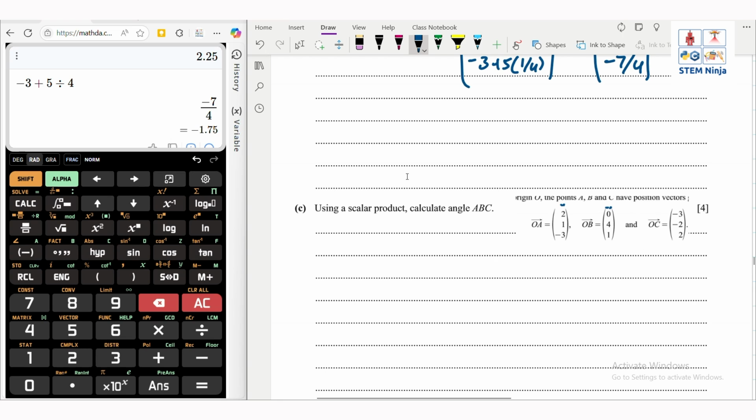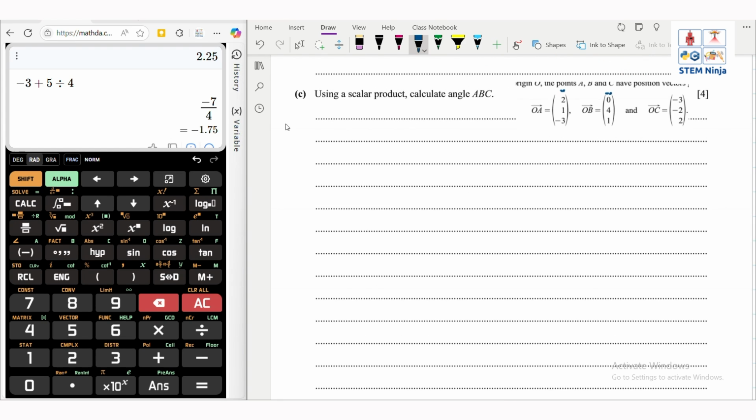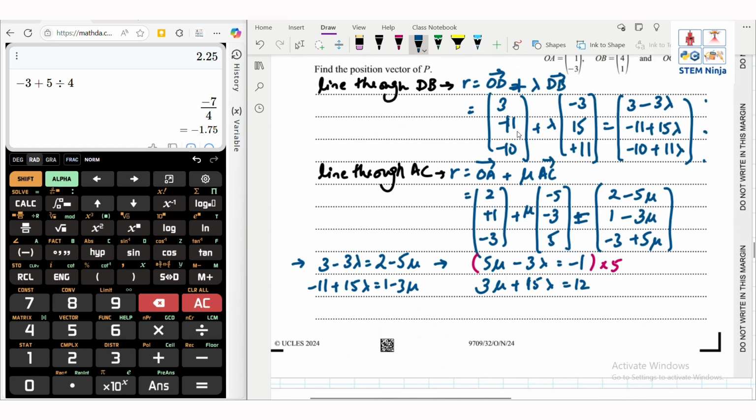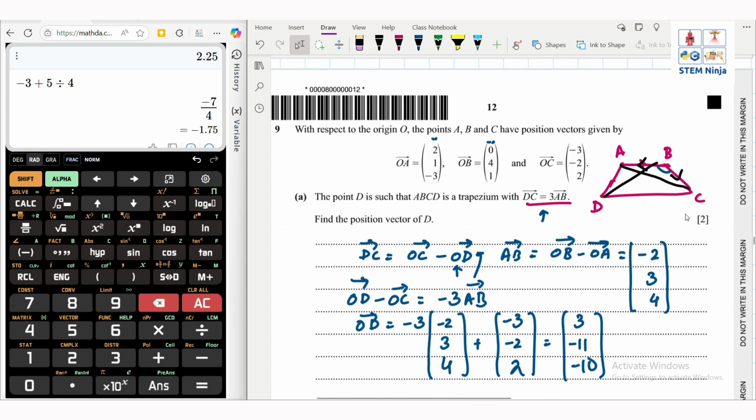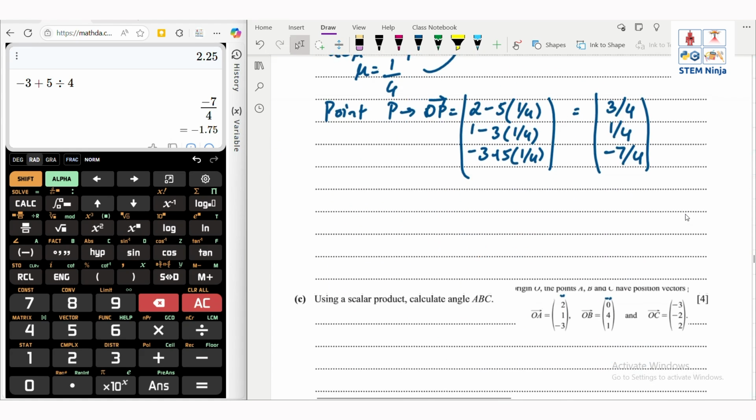Using a scalar product, calculate the angle ABC. All right. So over here, we have to take the scalar product. The diagram that we made over here, so we need this angle over here, right? So either both of these going into or both of these going out. So BA, BC, BA and BC. All right.